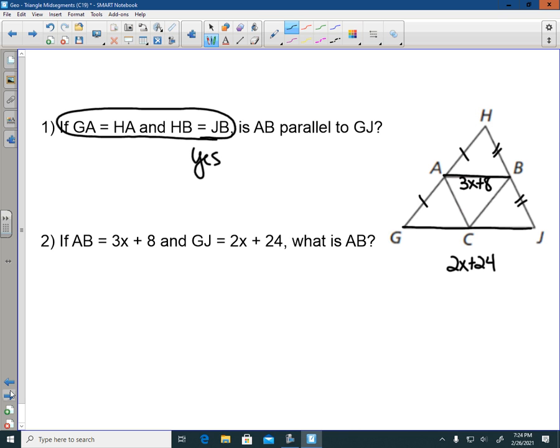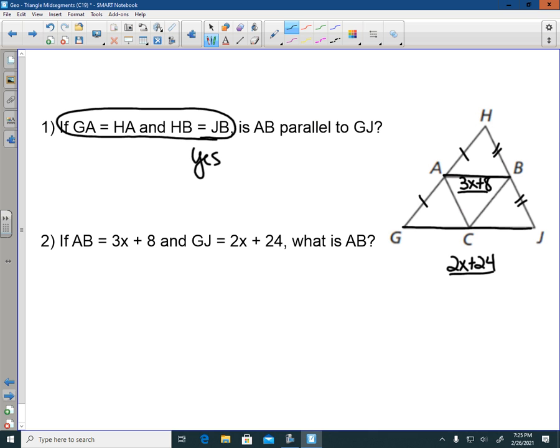Okay. Well, if we're going to find the length of that, we need to have x. And in order to get x, we need an equation. And in order to get an equation, let's see if the theorem will help us. Well, the theorem says that the midsegment of a triangle is parallel to the third side, which isn't very helpful right now. But it goes on to say that it is half as long as the third side. So this 3x plus 8 must be half as long as this 2x plus 24. So if we took this 3x plus 8 and we multiplied it by 2, we'd get 2x plus 24.